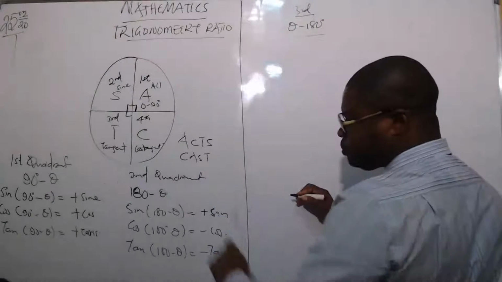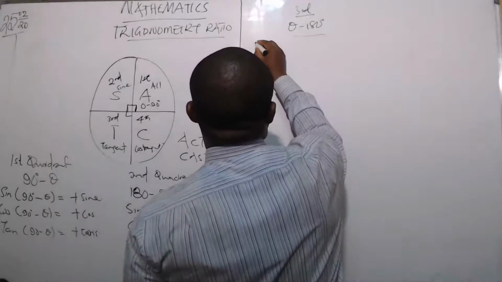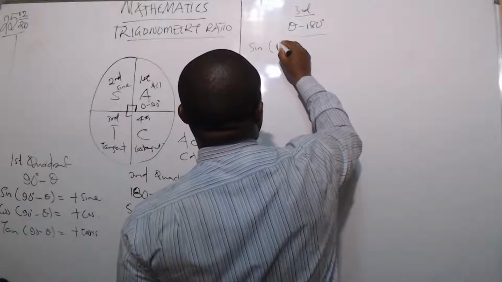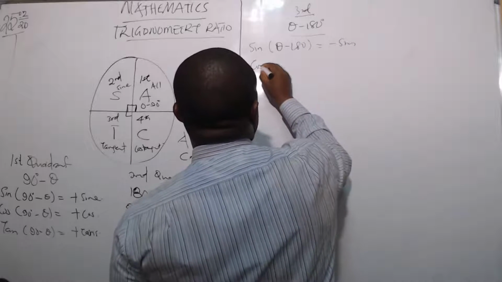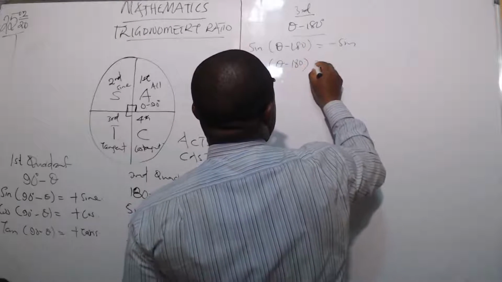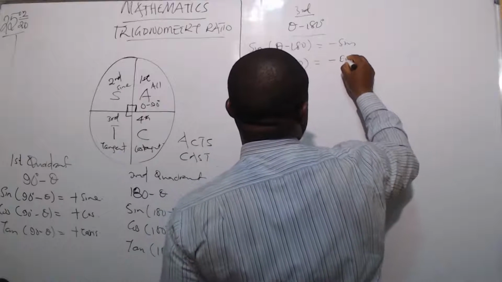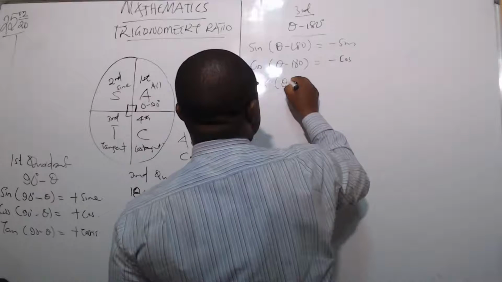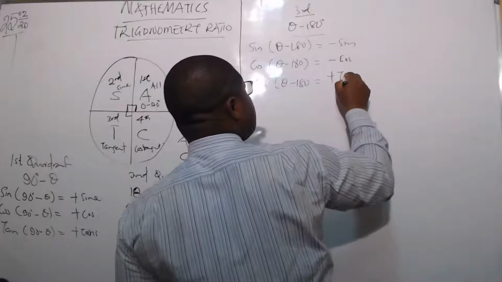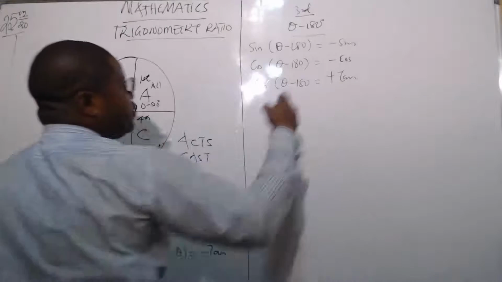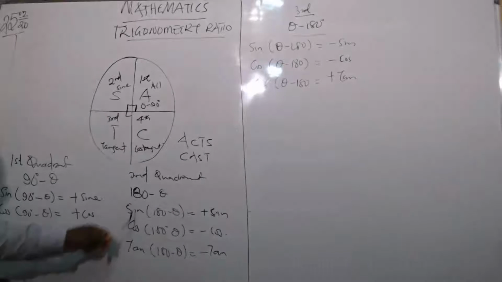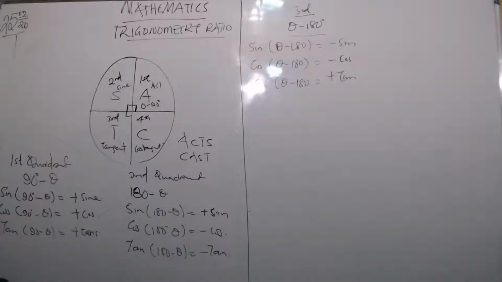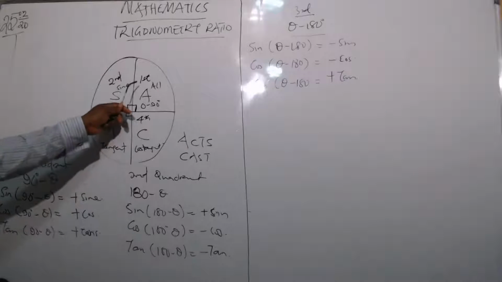Then we said that in the third quadrant, tan is positive. So we have sine of theta minus 180. Our sine there is negative. We have cos of theta minus 180. Our cos is also negative. Then tan of theta minus 180. Our tan there is positive. In the third quadrant, only tan is positive. In the second quadrant, only sine is positive. Then in the first quadrant, all of them are positive. That is the meaning of that word, A.